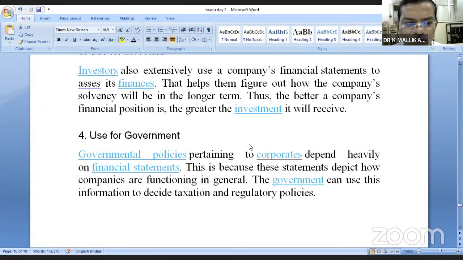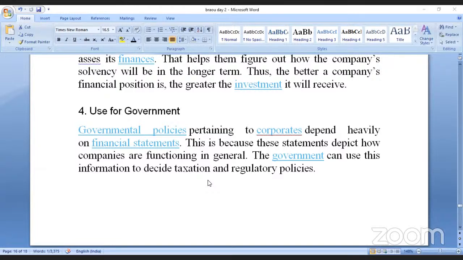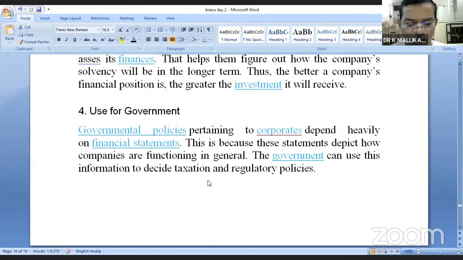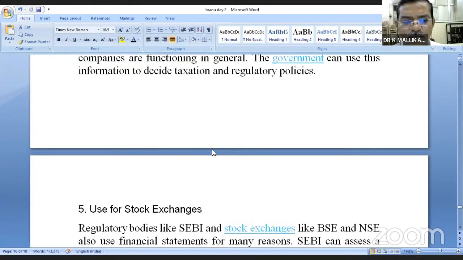The uses for government. Government is also very much concerned. The government makes policies, gives subsidies, gives tax relaxations. They want to encourage, they want to give exemptions. Already I told you about the EV electric vehicle sector, like solar power, wind power. The government policy pertaining to corporates depends on the financial statements. If the sector growth is good, then government is also encouraging, right?